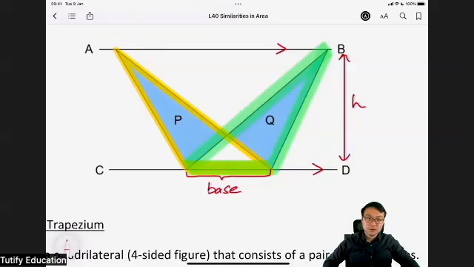Maximus, the yellow and the green triangle are overlapping each other. Yes or no? Yes.